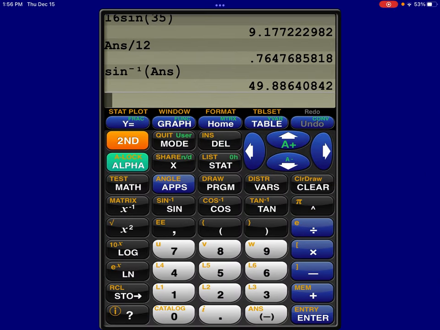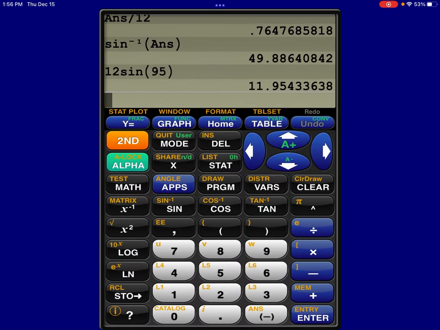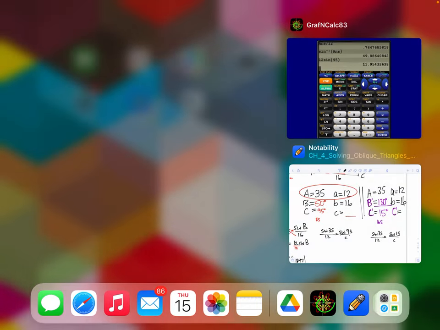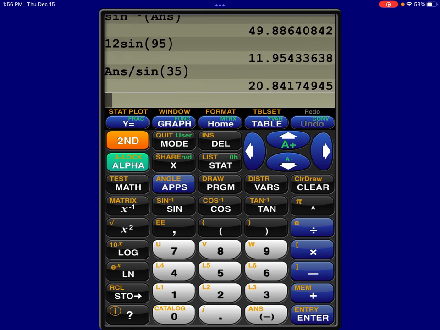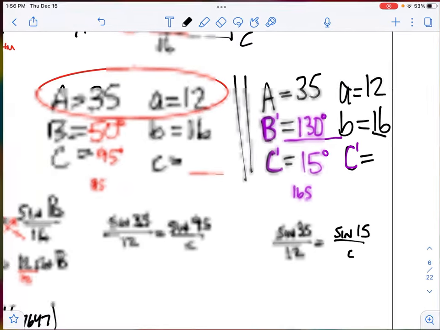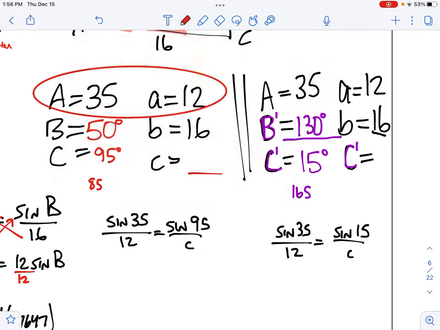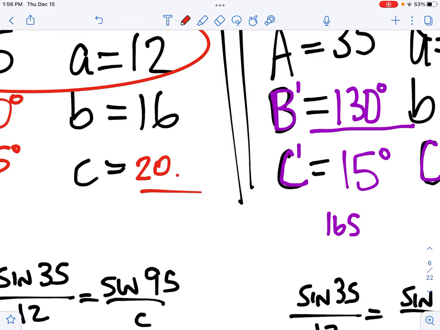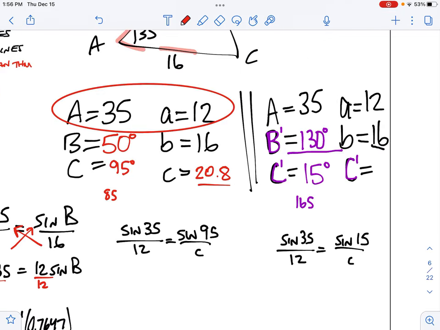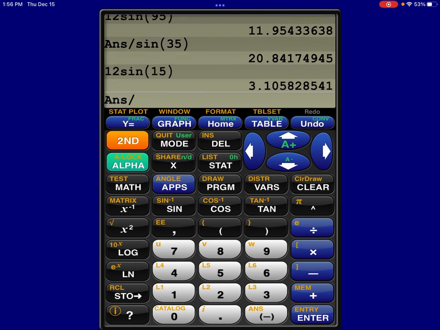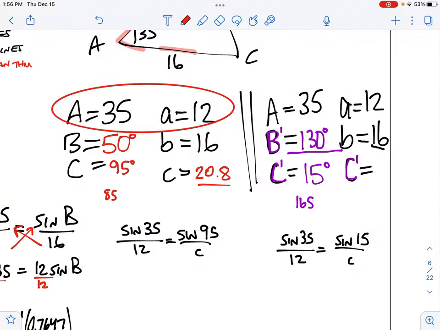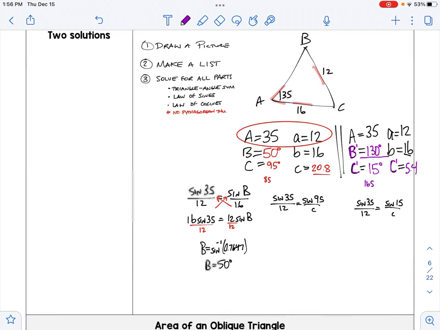So 12 sine of 95, enter, divided by sine of 35, gives me 20.8. So I get 20.8 for my side C. And then over here, I get 12 sine of 15 divided by the sine of 35 again, and I get 5.4 for C prime. And I've successfully solved for both triangles in that ambiguous case.